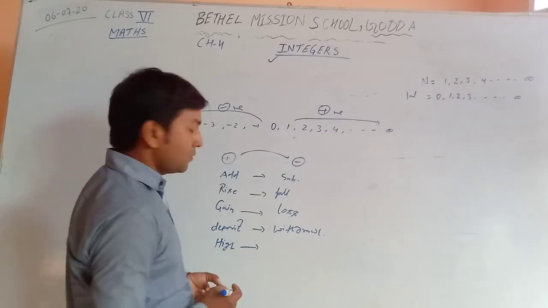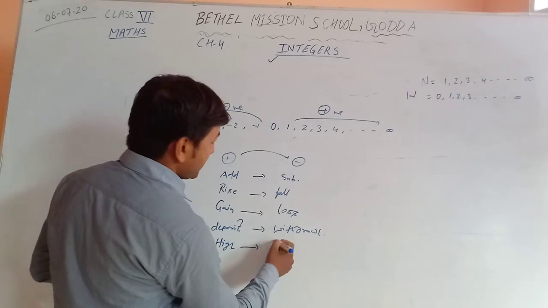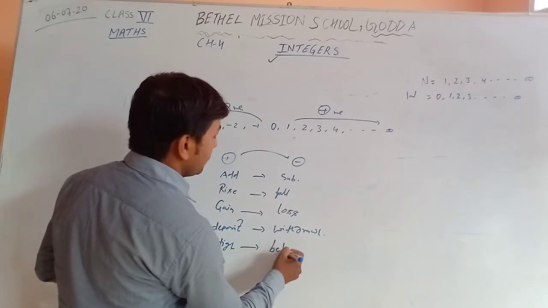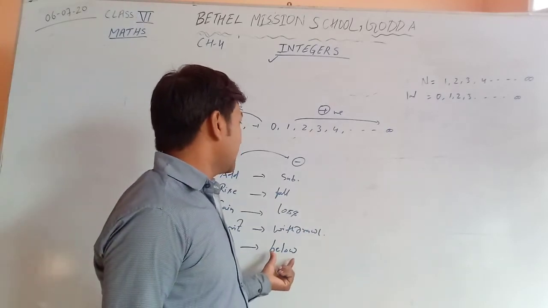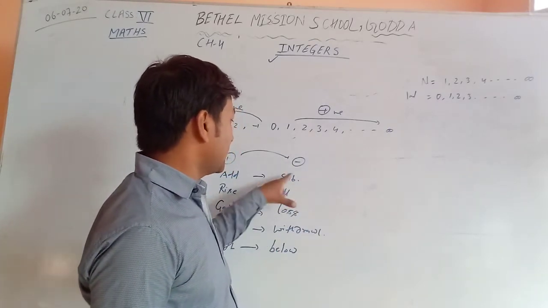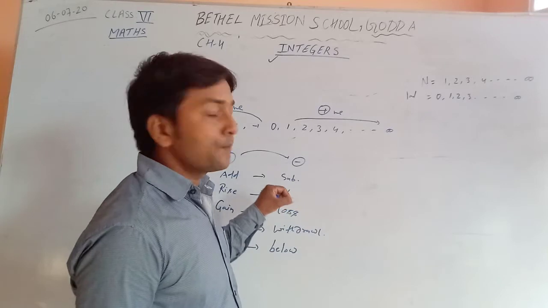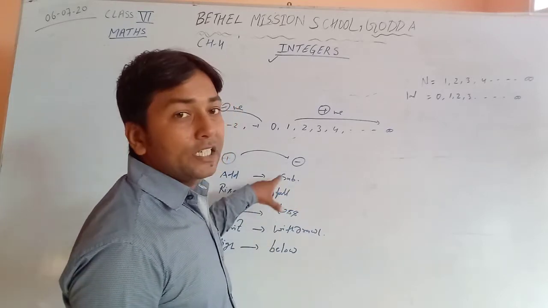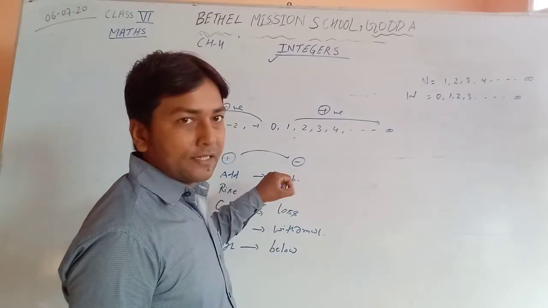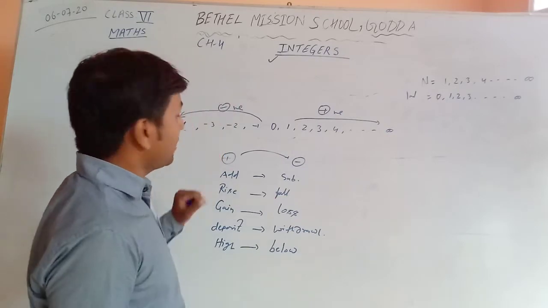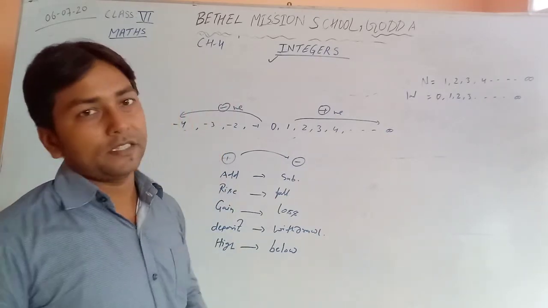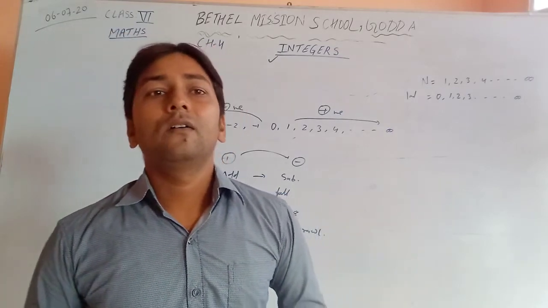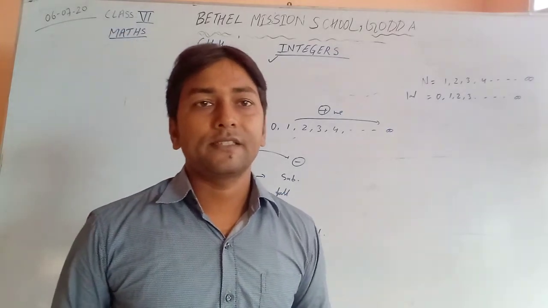Okay, and plus, high is the positive symbol, and below, we have to take the minus symbol. This we can indicate by minus, and these we can indicate by the plus symbol. Okay, now we will solve the exercise.